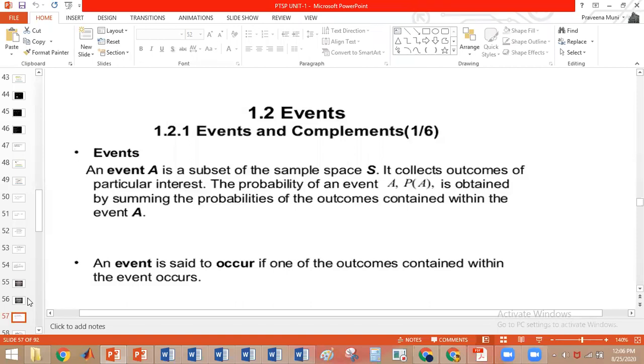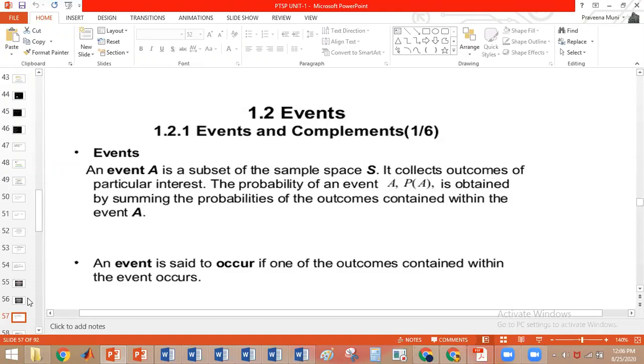Sometimes I will be interested in values less than 4, so the event will have 1, 2, 3. Sometimes I will be interested in finding the probability of getting an even number when we throw a die. So what will the event have? It will have all even values in the sample space of throwing a die. Usually when you throw a die, the sample space will have values 1, 2, 3, 4, 5, 6. In that, the even numbers are 2, 4, 6, so that particular event will have the values 2, 4, 6.